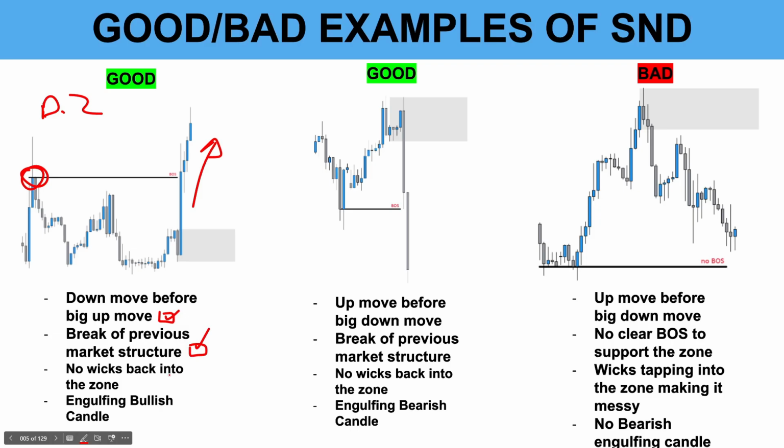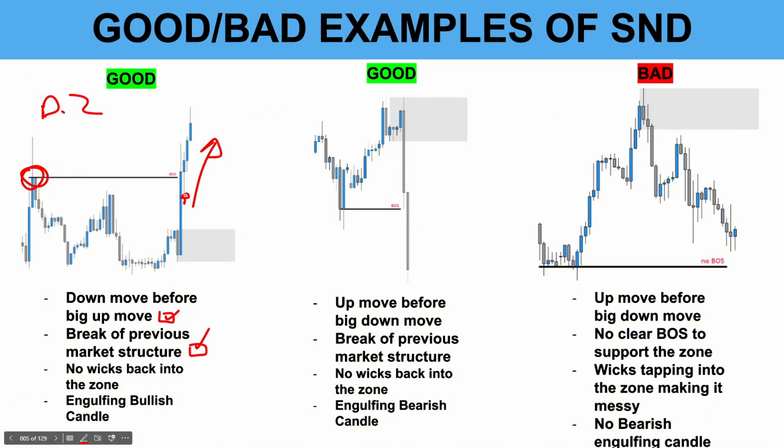Now we are introducing some new things. No wicks back into the zone. What do I mean by this, and why is this important? As you can see, we have a wick over here, right? We have a wick from this next candle after the demand zone is marked up. So the demand zone is over here where the gray box is, and we have the wick of this candle over here.